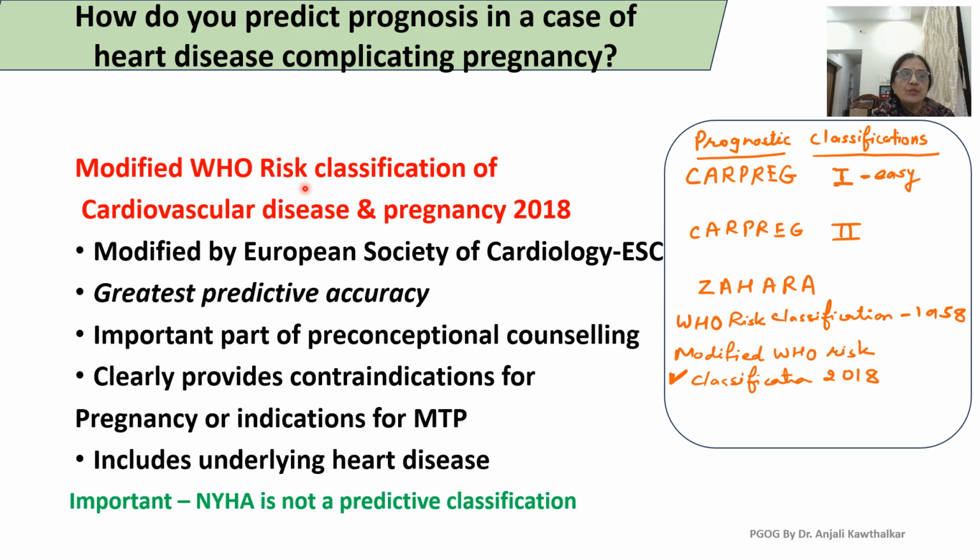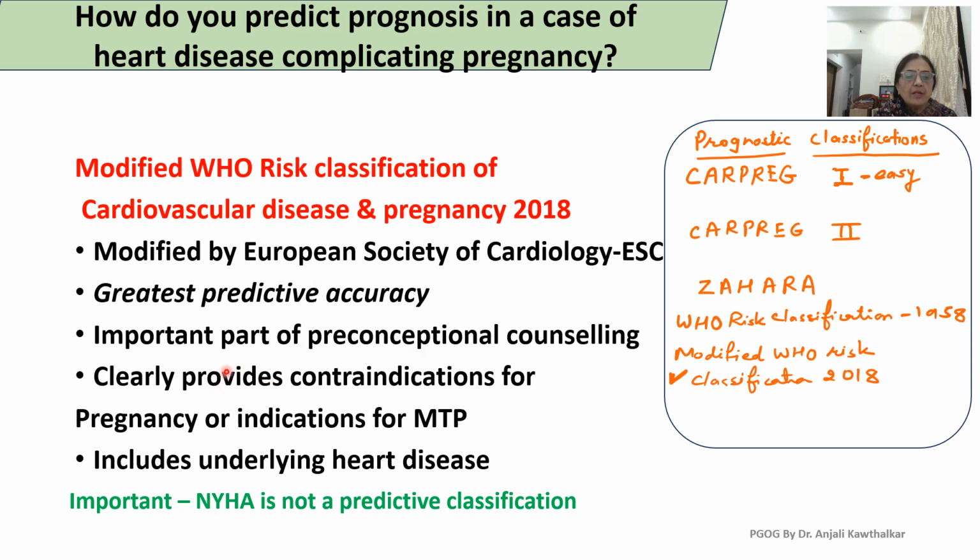Modified WHO risk classification of cardiovascular disease and pregnancy is the complete name, but in short we can say modified WHO classification. And it was modified by the European Society of Cardiology. Because of its good predictive accuracy, it forms an important part of preconceptional counseling. Suppose a woman comes to us with heart disease complicating pregnancy, and she is asking us whether she can take a chance, whether she can go ahead with planning a pregnancy, and what the risk and the prognosis are. For such counseling, this classification helps us a lot.